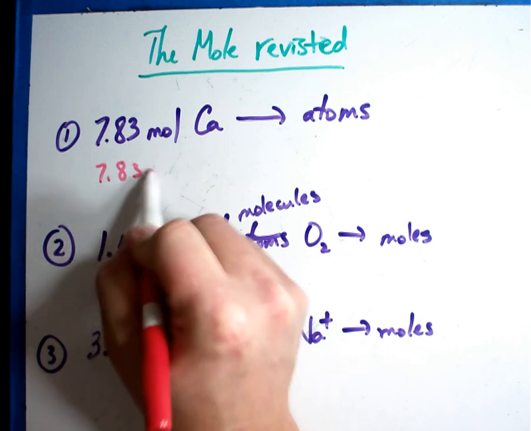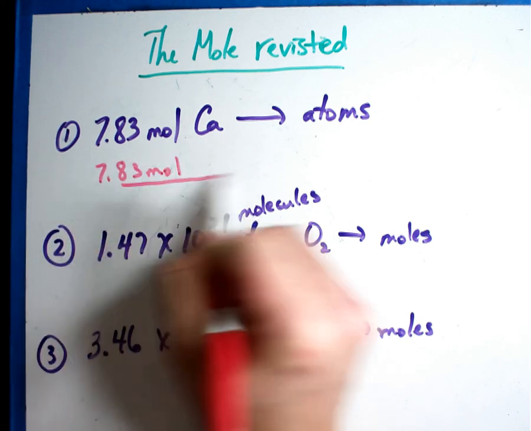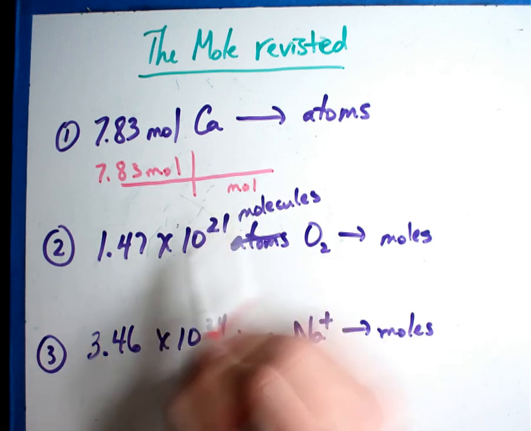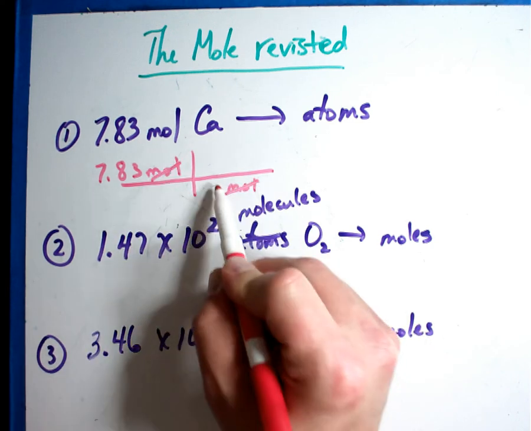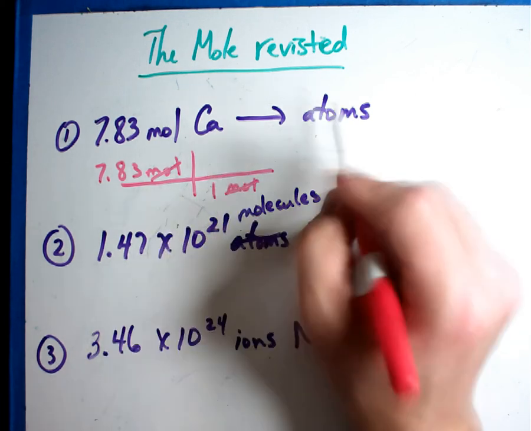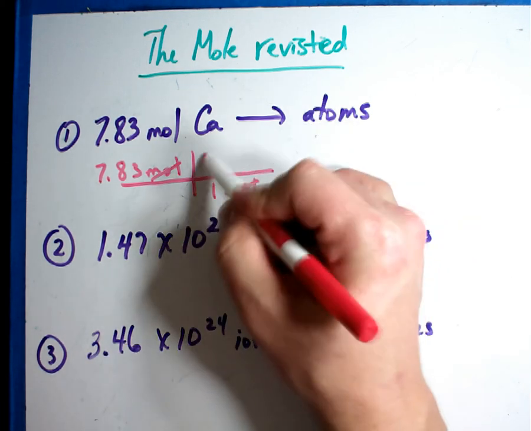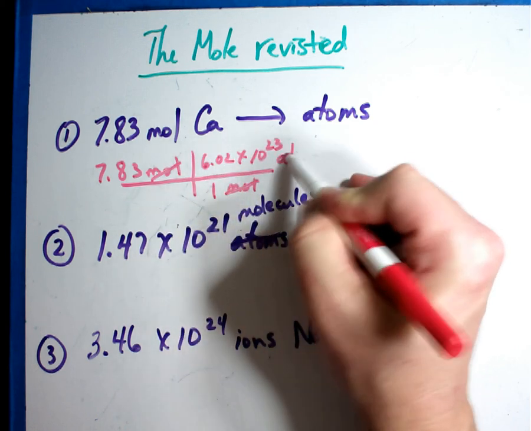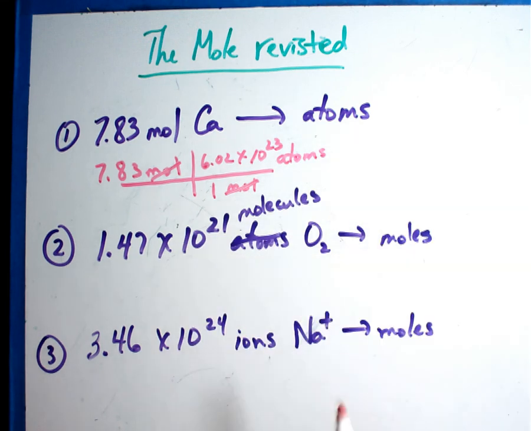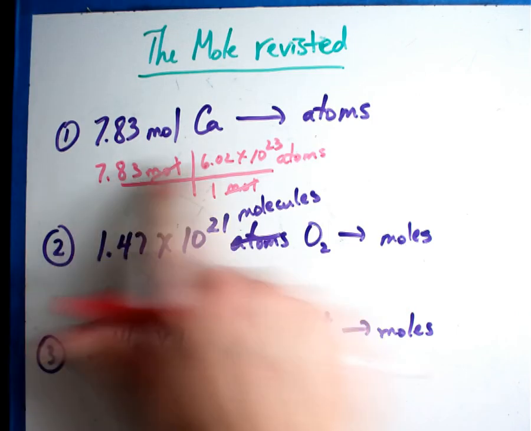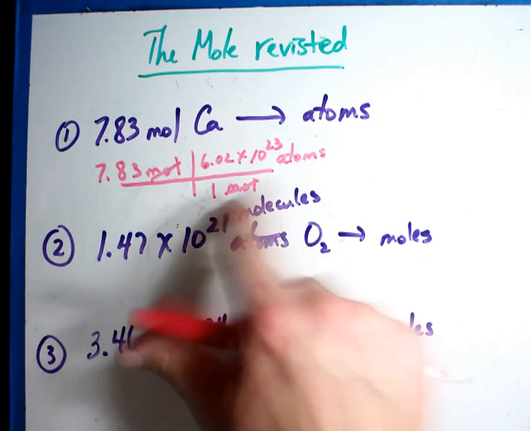7.83 moles, and I'm going to leave out the Ca for right now, because I don't have a lot of space. And I know the word mole has to be on the bottom so that it can cancel. And mole is always 1. Always 1. By definition, if I'm going to use the word atoms, it's 6.02 times 10 to the 23rd atoms. So it's all calculator work. I'm going to take my calculator, and since they're both on the top, I'm going to multiply them and divide by 1.